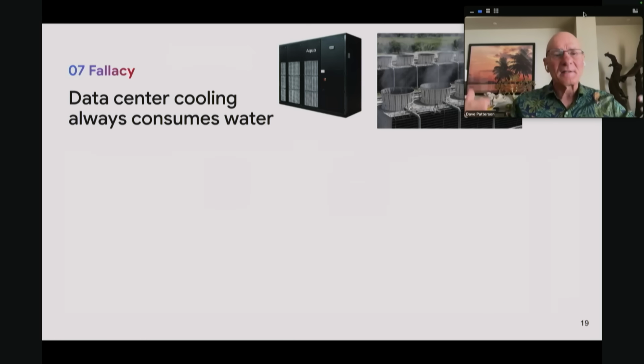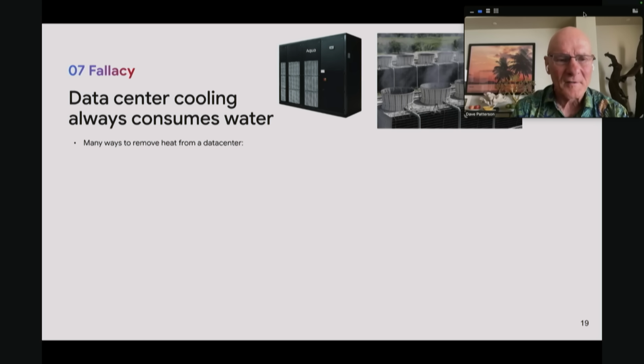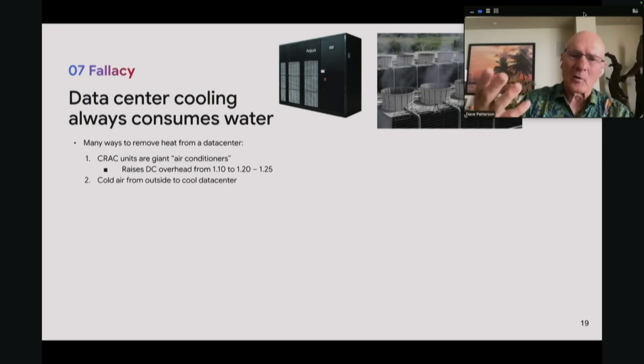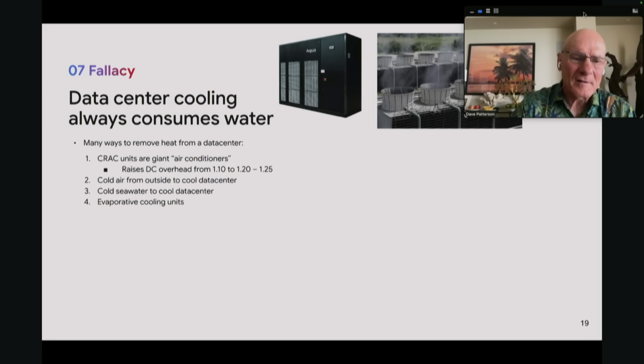The second fallacy is that all data centers must consume water for cooling. There are really many ways to remove heat from a data center. There are giant air conditioners you can put on top that use more electricity but no water to cool. That would raise the overhead from about 1.1 to about 1.2 or 1.25. You can also, in colder climates, just suck in cold air from outside to cool the data center. Or similarly, if you're near the ocean, you can use seawater to cool data centers.